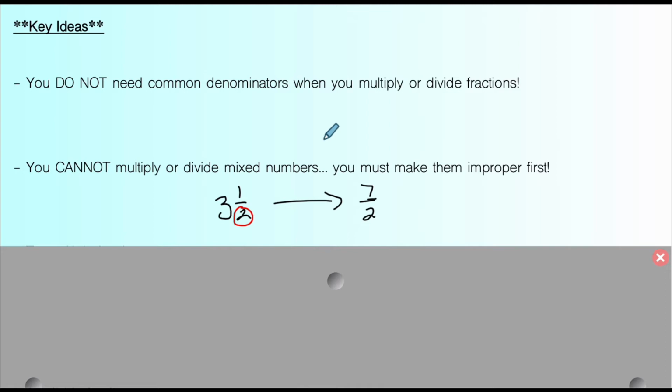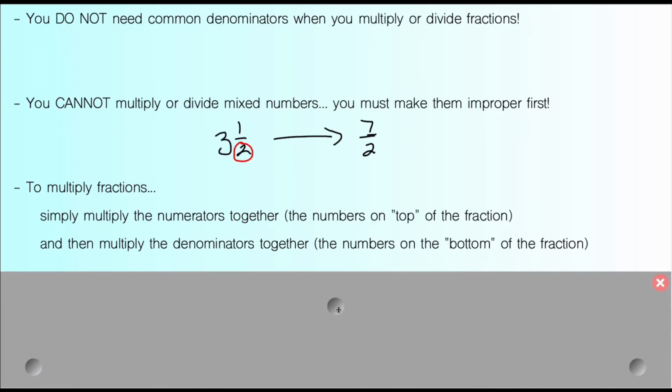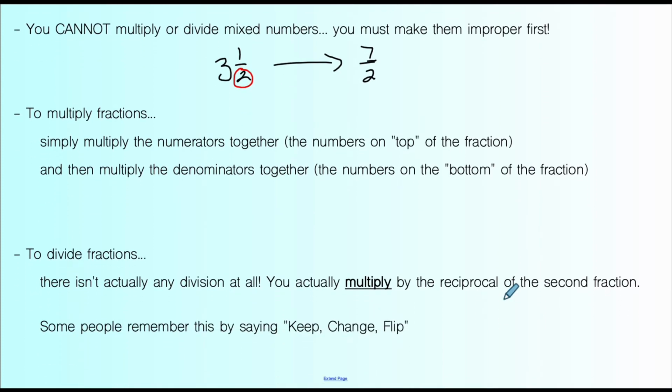Now, once you've made sure all of your fractions are proper or improper, no mixed numbers, and you have not found common denominators because you don't need to, you can then multiply or divide, and multiplying and dividing is quite simple. For multiplying fractions, all you need to do is simply multiply the top numbers together, called the numerators, and then multiply the denominators together, and then simplify. That's it. And then for dividing fractions, you don't actually divide at all. There's no division for fractions.